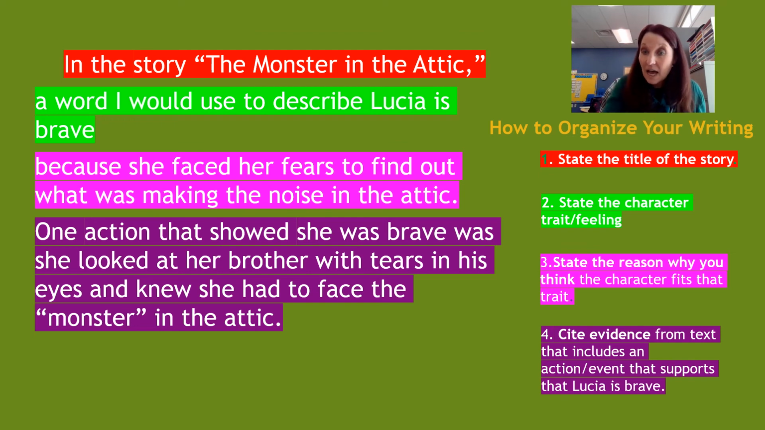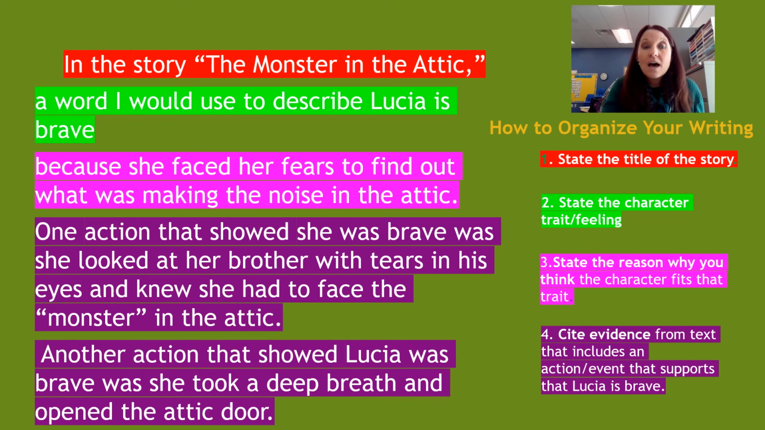Okay, and here's what I came up with. Another action that showed Lucia was brave was she took a deep breath and opened the attic door. So that told me that Lucia was being brave because she didn't really want to open the door, because when you take a deep breath, it's like you have to gather all of the courage. So I know that was something she didn't really want to do, but she did it anyway because she knew she had to do it for her brother. So that shows that she is brave.